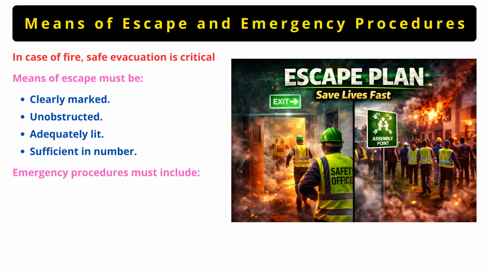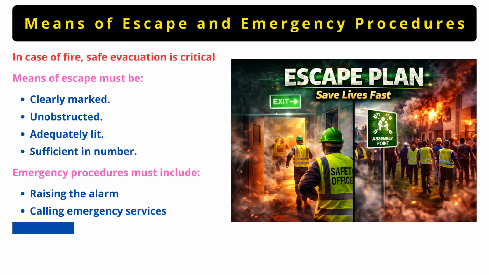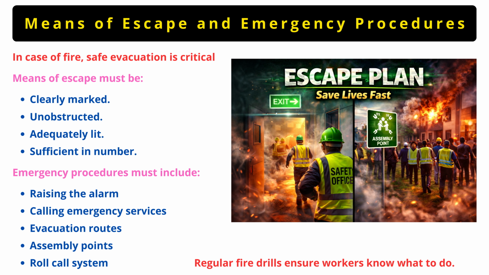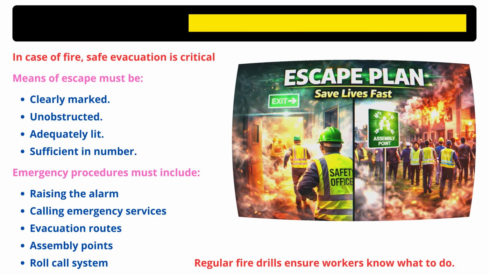Now let's talk about the emergency procedures. Emergency procedures should include raising the alarm, calling emergency services, defining evacuation routes, assembly points, and a roll call system. Conducting fire drills is very important. Drills help workers understand that they should not panic and must follow the designated evacuation route.